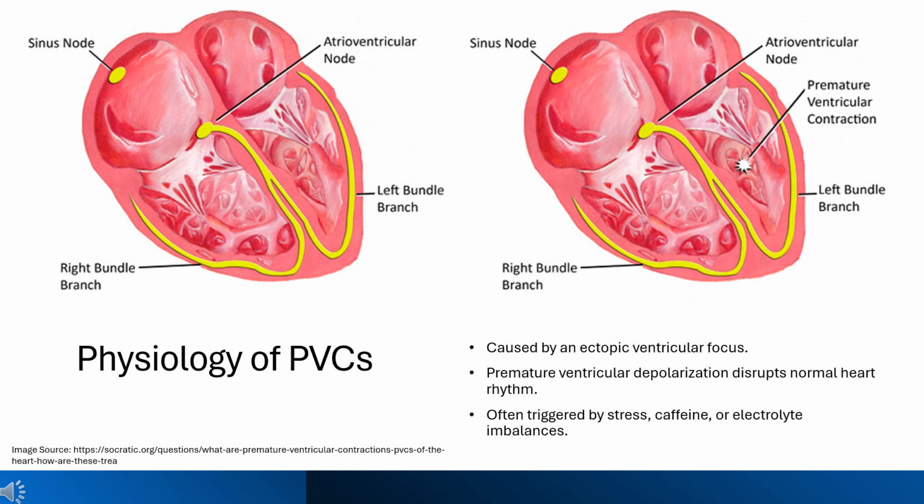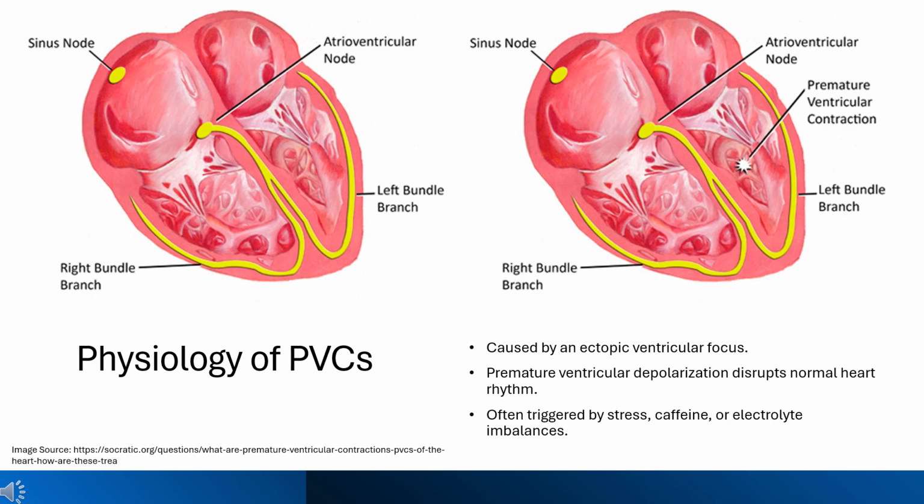The premature contraction interrupts the normal rhythm of the heart. This can be seen on an ECG as an irregular rhythm due to the early occurrence of the PVC. Because the ventricles contract out of sync with the rest of the heart, the overall rhythm becomes irregular, contributing to the skipped beat sensation that patients often feel.